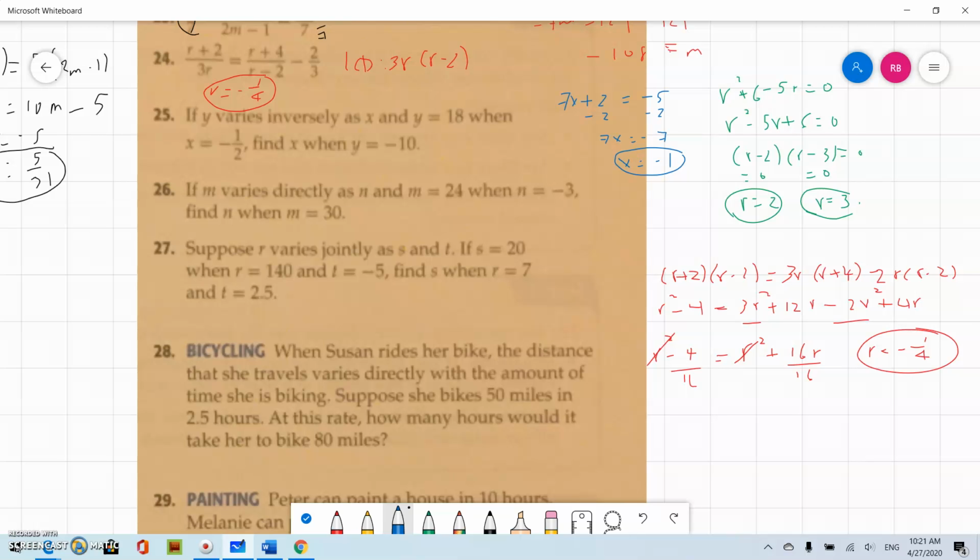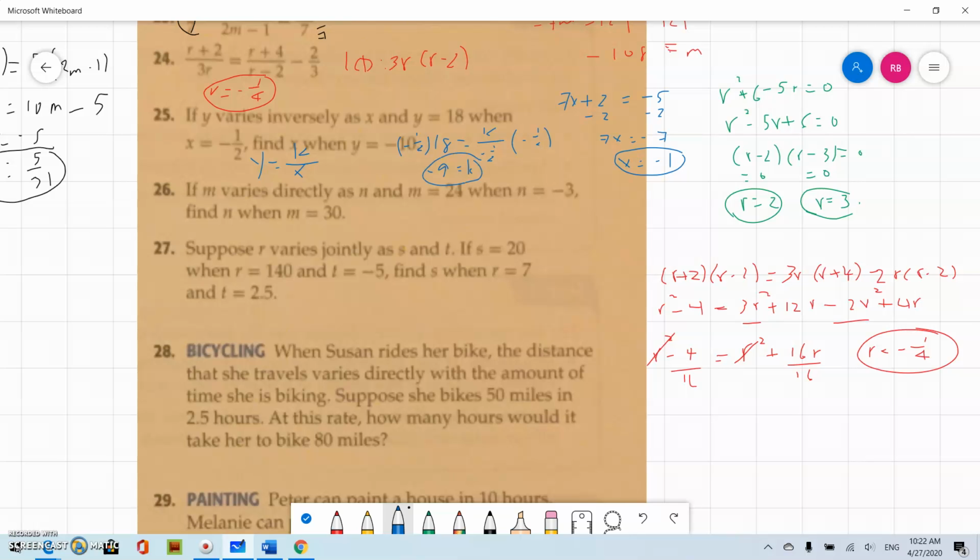All right, if y varies inversely, so these are the variation problems, so y is inversely varying, then that means the k goes on top, x goes in the bottom, right? And y is 18 when x is negative 1/2. So to find k, we need to multiply both sides by negative 1/2, right? So then it's negative 9 is k. So we found k.